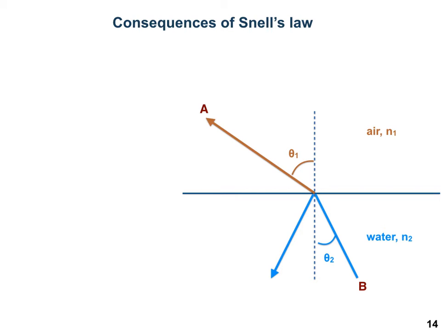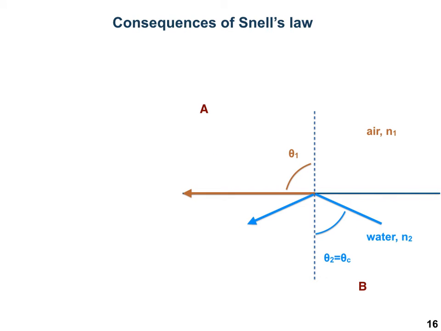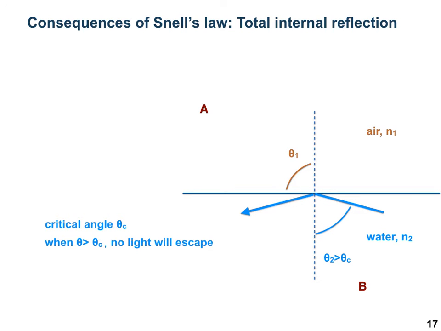If we increase theta 2, if we are looking at things more shallow, then theta 1 will also increase in the meantime. If we keep increasing theta 2, to a certain point, theta 1 will reach the maximum, which is 90 degrees. And then this angle theta 2, now it's called the critical angle. We describe it as theta c. It's critical because once we keep increasing the theta, things become more shallow in water, no light will escape from water because we don't have an angle larger than 90 degrees for theta 1. All the light will be reflected inside water.